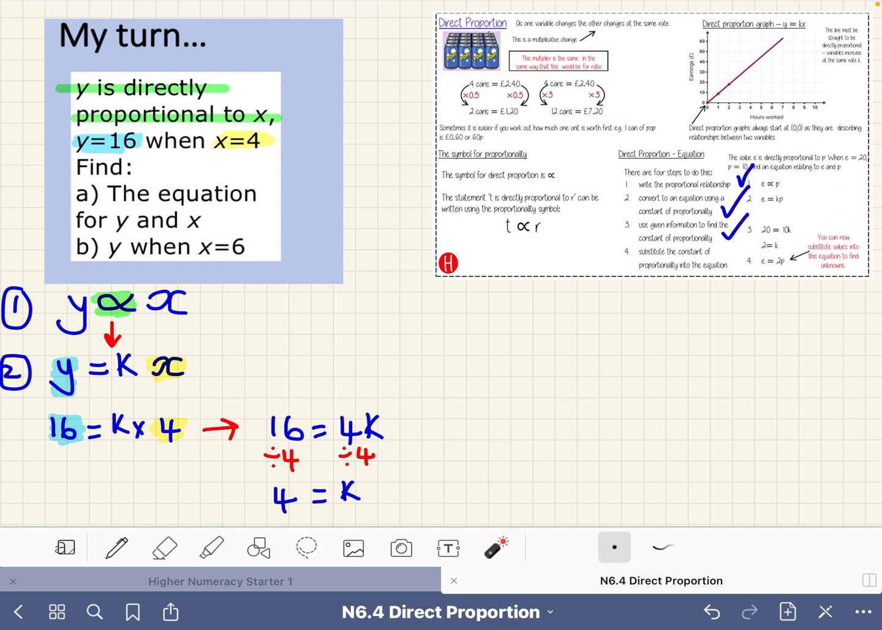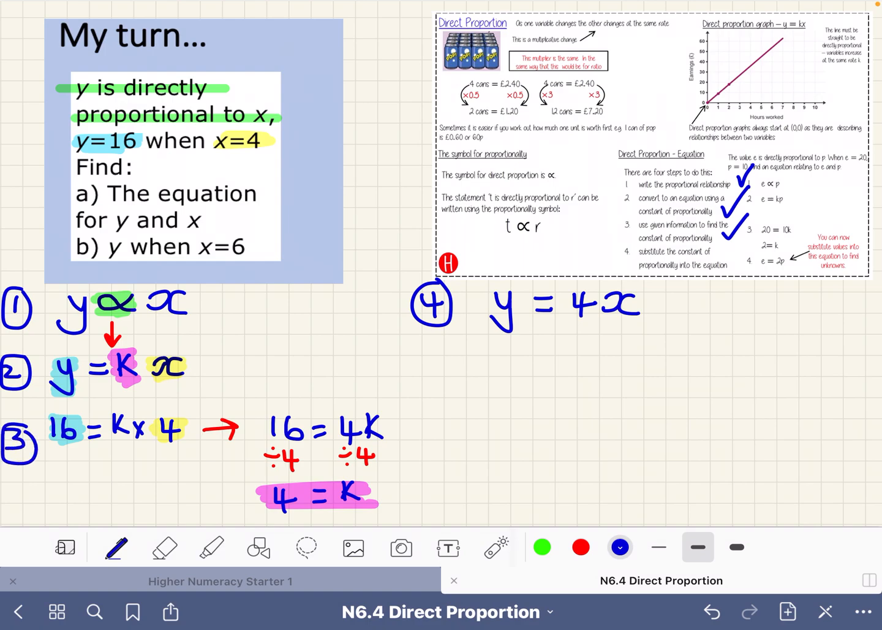We now want to substitute this k back into this equation here, because we now know what k is. y can change, x can change, but k will remain the same for every single equation we could get. So k needs to be put back in there. Step 4: y remains. It is now equal to 4 with x remaining as it is.